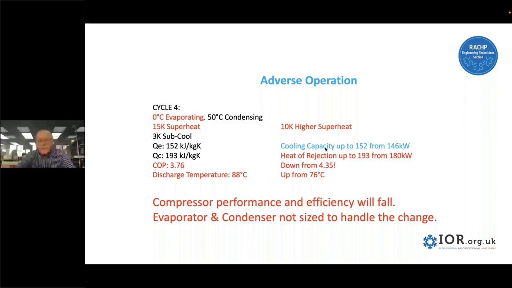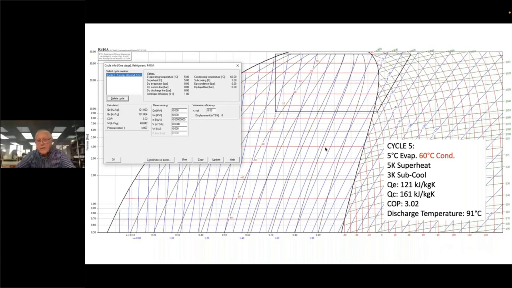Here I've now got a nice evaporating temperature. I've got 5K superheat, that's all good. Unfortunately, my condensing temperature is now up to 60 degrees C. Maybe I've got air recirculation problems on my chiller condenser, or the condenser coil is blocked, or one of the fans has failed, etc., etc.